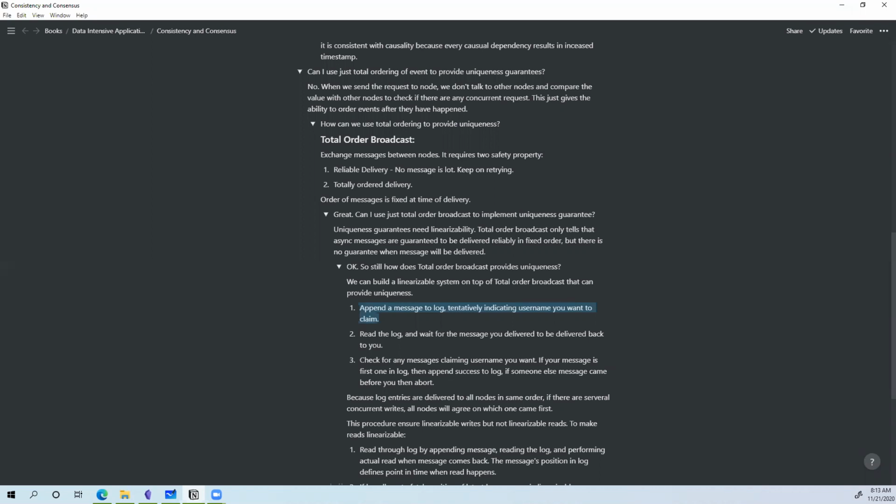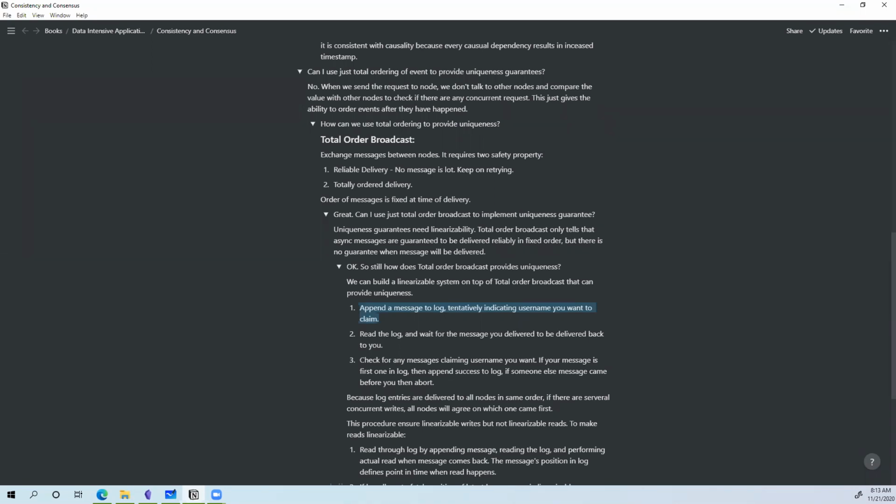But let's say there is another node in the system which concurrently wants to claim the same username. Then there is a probability that either of the two nodes will get it. Since the total order broadcast says that all the messages will be delivered in the same order, all the nodes will either get A or B. So in that way the concurrent claim requests are handled.